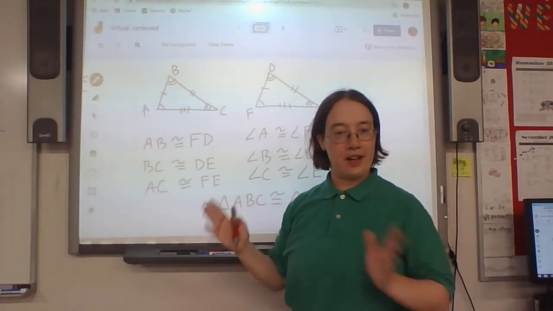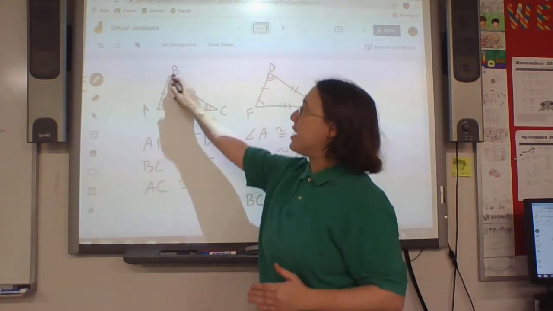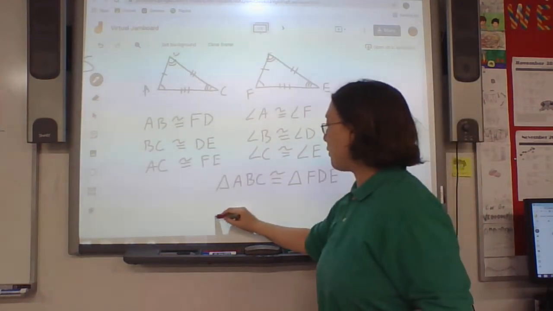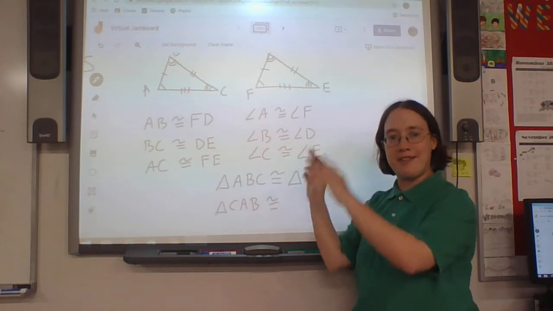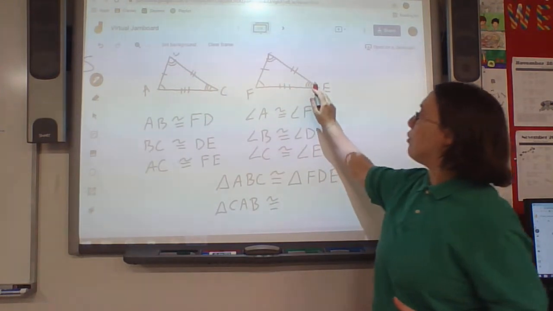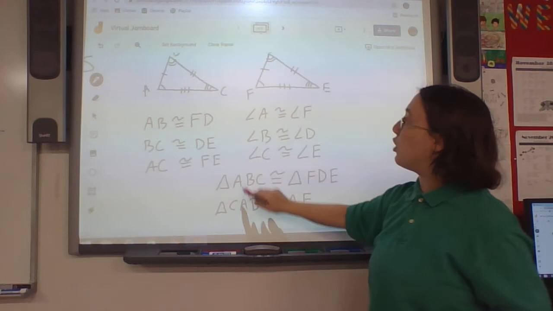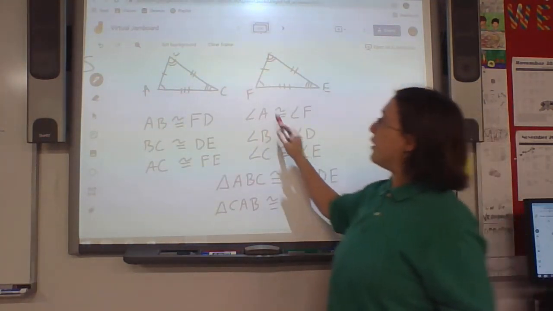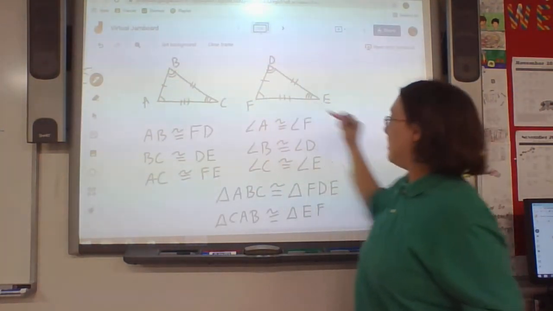Now, we don't have to go in exactly that order as long as we go in the same order on both shapes. So instead of calling this ABC, I'd call this triangle CAB. That's fine as long as over here we go in the same order starting with the same angle. So the one that goes with angle C will be angle E. So we call this triangle E, and then the one that goes with A, the one that's corresponding to A, is going to be angle F, and then the one corresponding to angle B is going to be angle D.